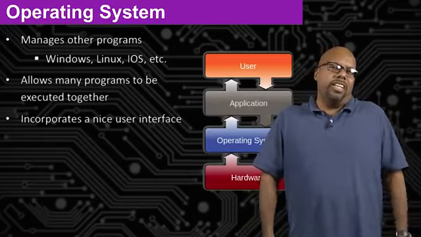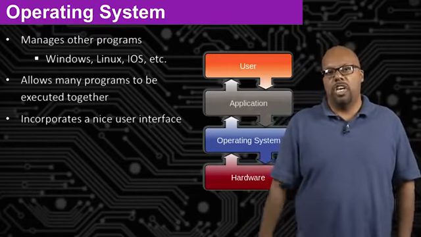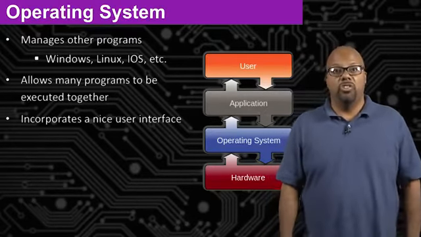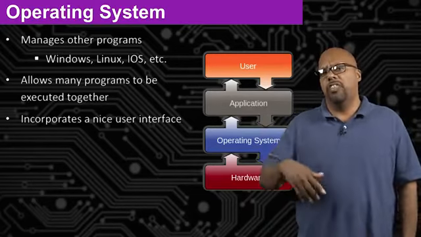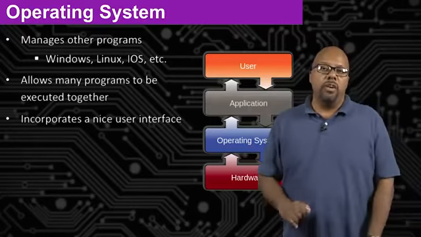Next, a nice user interface. How nice a user interface really depends on the operating system. If you look at a desktop or laptop, Windows, iOS, Linux, something like that, they will have a very nice graphical user interface, GUI. You can double click on a file, and it'll open it up, that sort of thing. That's a full-on operating system.